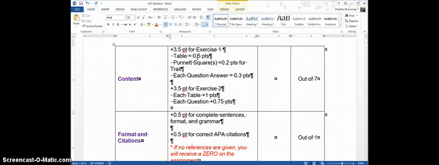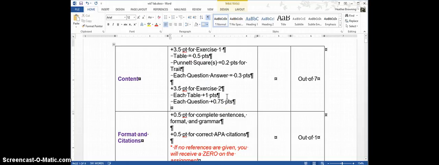Okay, so the exercise one only has 1 table. It's going to be 0.5 for each of those Punnett squares for a trait. So there's potentially 2 for each trait. If it's 1 trait and has 2, then both together would be 0.2 or 0.1 each, but some of them won't necessarily have 2. So like dimples: if you do 2 Punnett squares, 0.2. If for some reason you only have to do 1, still 0.2. And then each question answer is 0.3. You'll see if you add this up, it's slightly less than 3.5. I think it becomes 3.4 because you just get a 1/10 of a point for turning something in. Sometimes I'm nice like that.